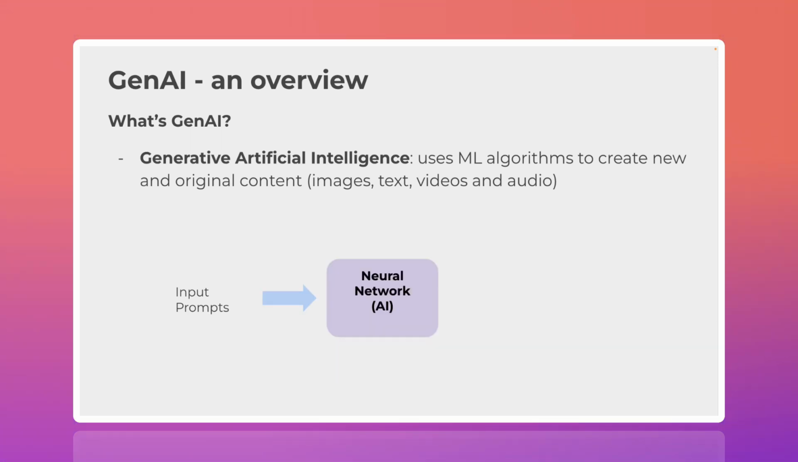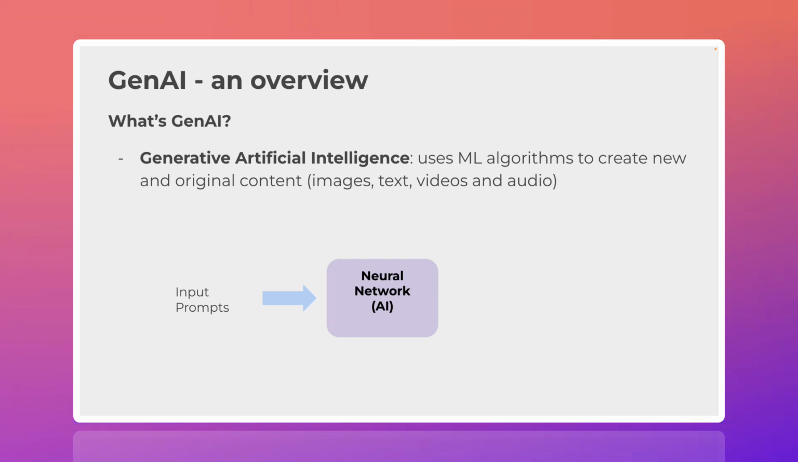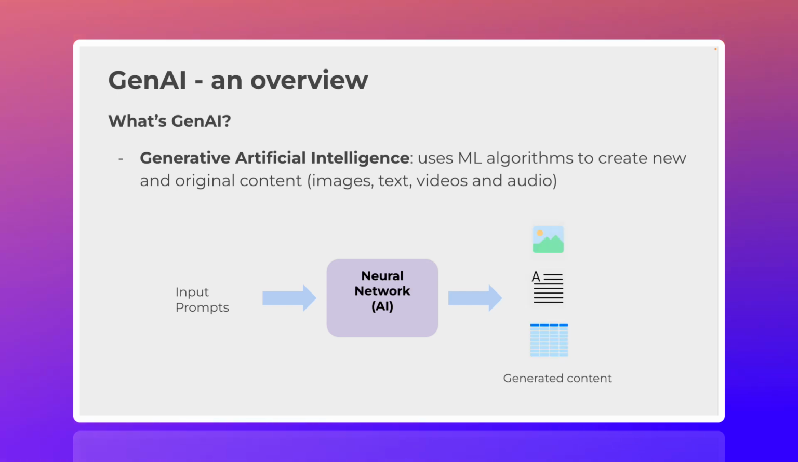So essentially you have input prompts where you say X, Y, and Z, and it goes through this artificial intelligence, this black box, and then spits out the actual content. So this is what Gen AI essentially is. Now let's look at some examples of Gen AI technologies. The first one you have seen and used, I'm sure, is ChatGPT.